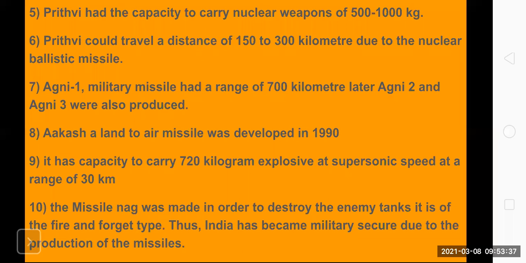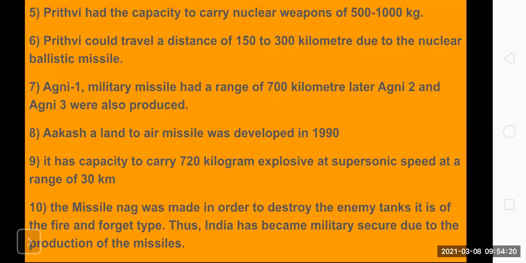Okay. Next point, Akash, a land-to-air missile was developed in 1990. Next point, it means the Akash missile has capacity to carry 720 kilogram explosive at supersonic speed at a range of 30 kilometers. And last one, the missile Nag was made in order to destroy the enemy tanks. It is of the fire and forget type. Thus, India has become militarily secure due to the production of these missiles.